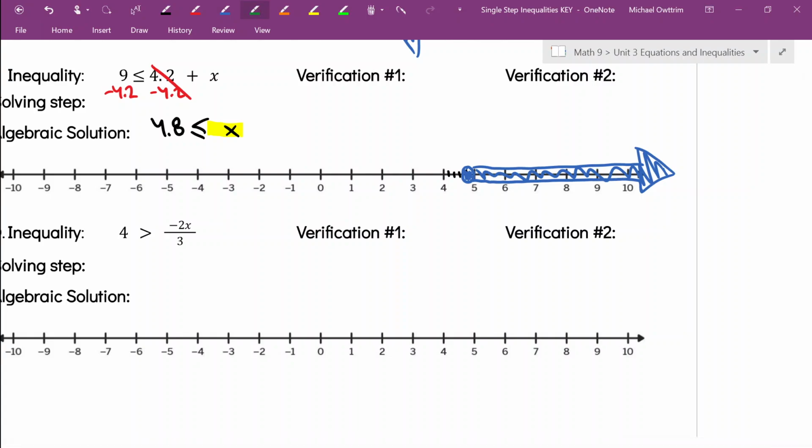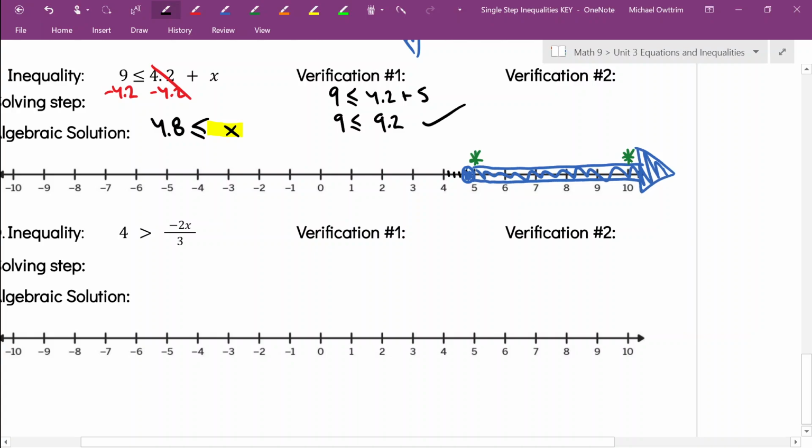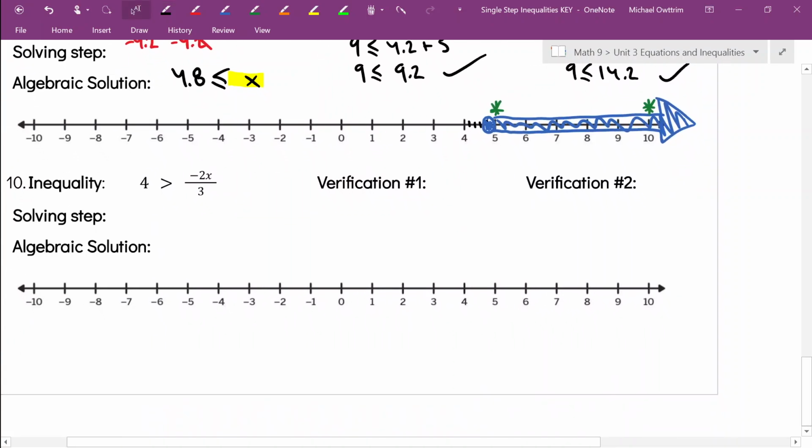Let's verify some points in there. So a point at 5 should work, as well as 10. So we're going to say that 9 should be less than or equal to 4.2 plus 5. 4.2 plus 5 is 9.2, so that is correct. And obviously, if we put in our 10, 4.2 plus 10 is going to be 14.2, and 9 is, in fact, less than or equal to that.